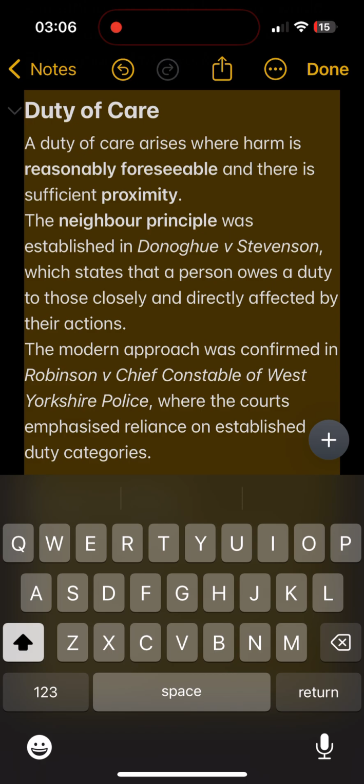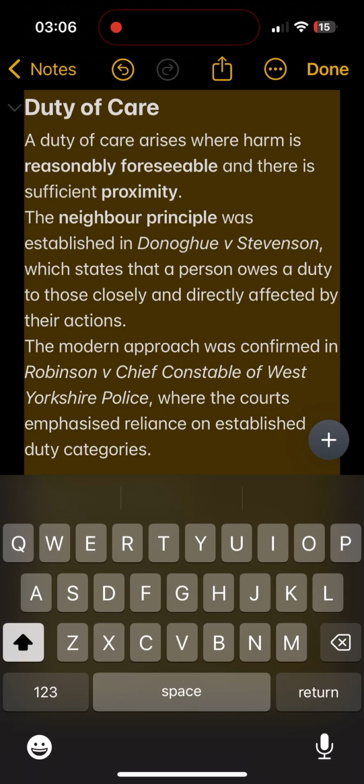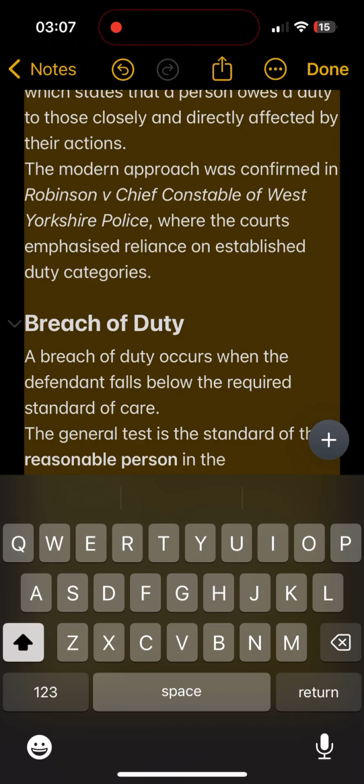The neighbor principle was established in Donoghue v. Stevenson, which states that a person owes a duty to those closely and directly affected by their actions. The modern approach was confirmed in Robinson v. Chief Constable of West Yorkshire Police, where the courts emphasized reliance on established duty categories.